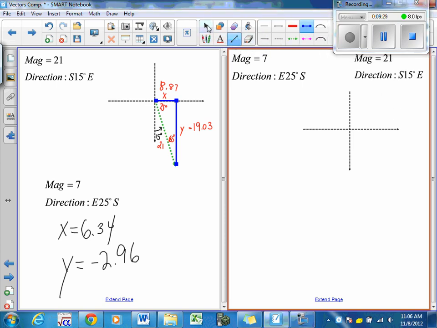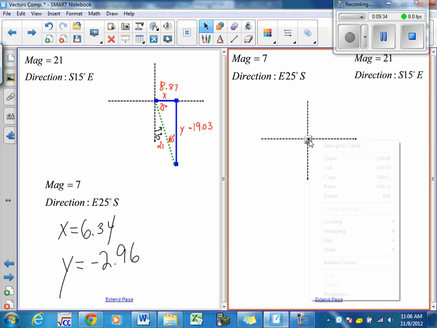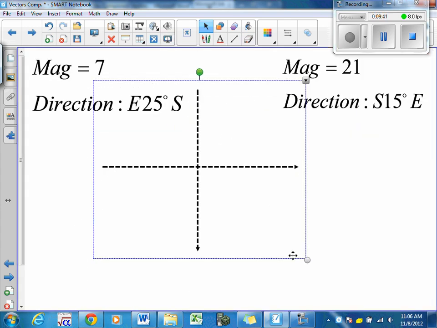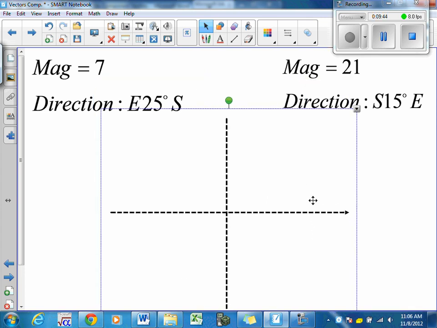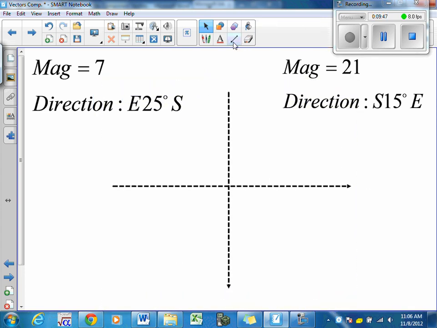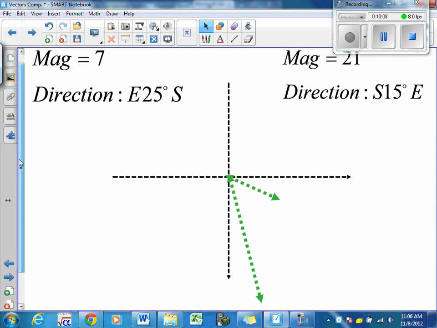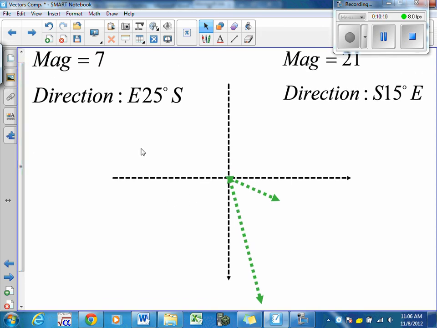I don't have to draw a picture necessarily. Let me try to show you how this will work. Let's draw a picture. We have 7 east, 25 degrees south. And then south, 15 east, going off the page there. So let's make this one a little shorter. So I go there. Now, we know our x's and y's.